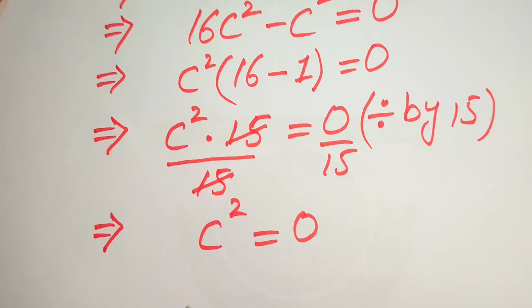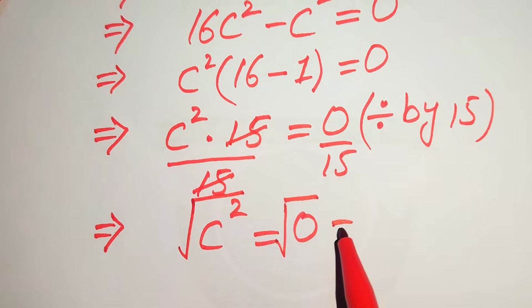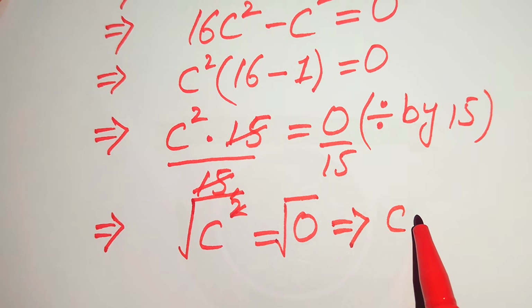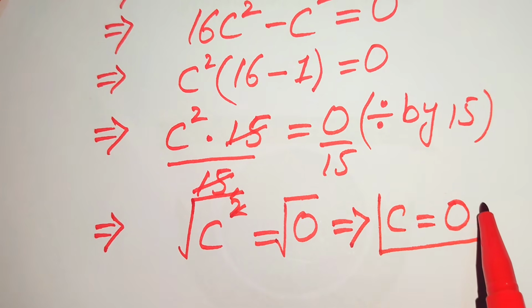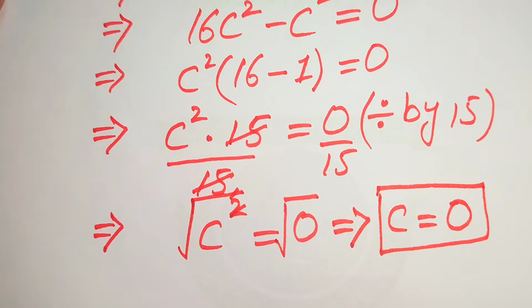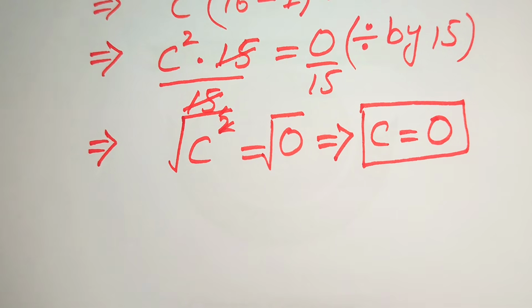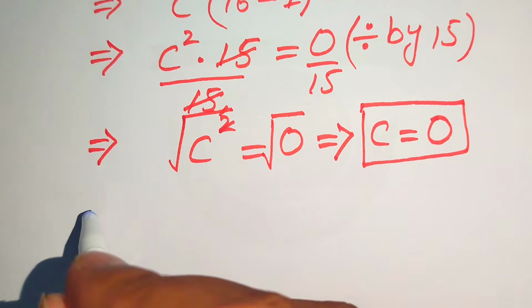And now, in the next step, we need to remove this square sign. In order to remove the square sign, we will take the square root on both sides. This implies that the 2 and the square root are gone, and we get c is equal to 0. So you see that in this method we get only one value of c, and that is equal to 0. In the next step we need to verify whether this value of c is a solution or an extraneous root.